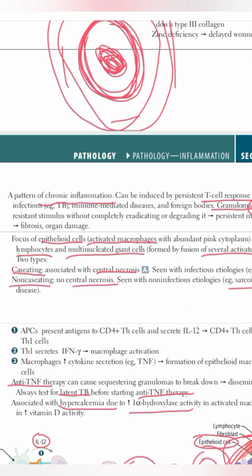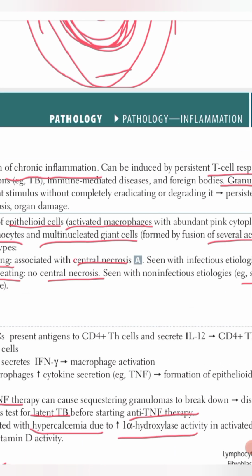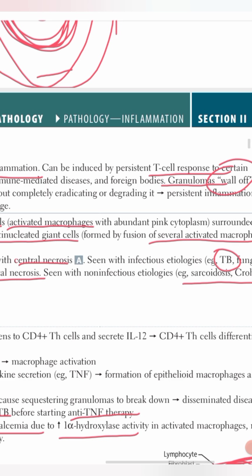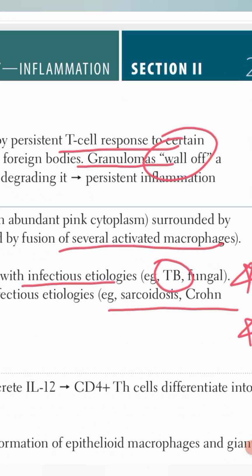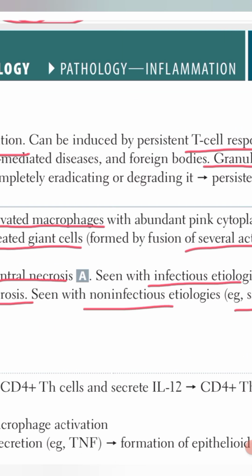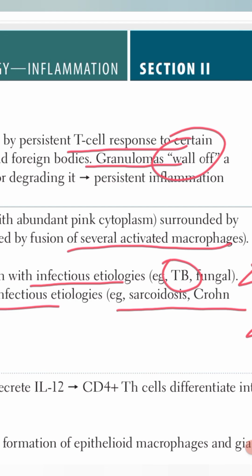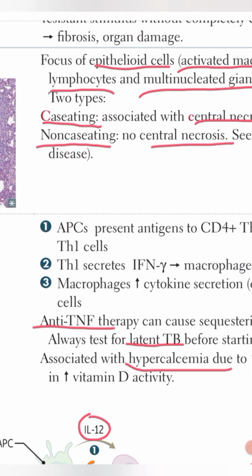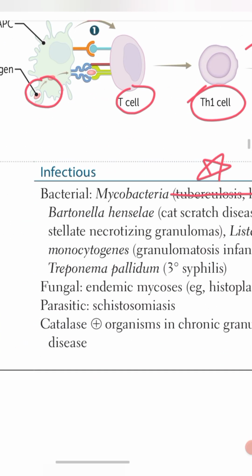In caseating, there will be central necrosis, and in non-caseating, no central necrosis. And caseating is seen in infectious etiologies like TB and fungal, while non-caseating is seen in non-infectious etiologies like sarcoidosis and Crohn disease. This is all the mechanism that we have seen.